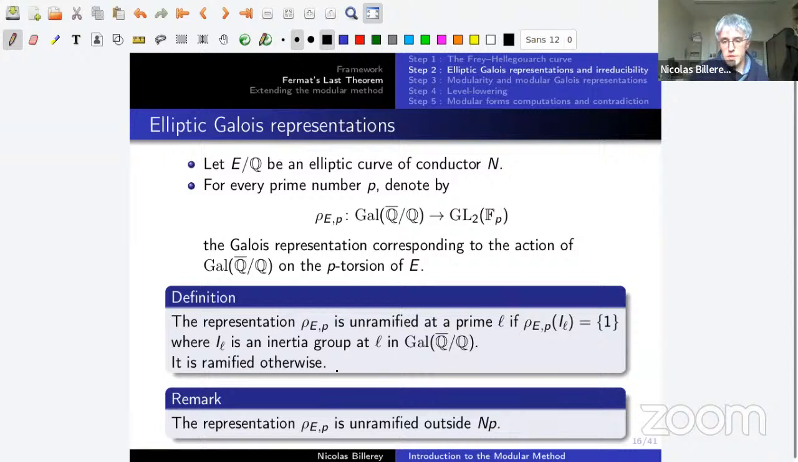Now, as a consequence of the criterion of Néron, Ogg, and Shafarevich, it's easy to see that the mod p representation attached to an elliptic curve E is unramified away from p and the conductor N. That is, away from p and the bad primes for E.